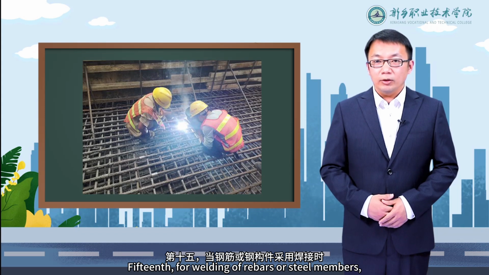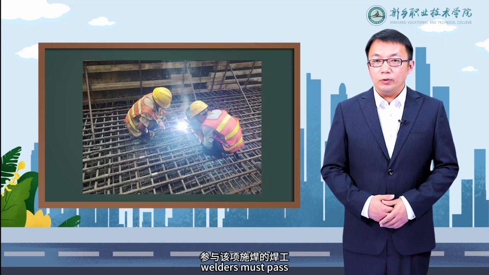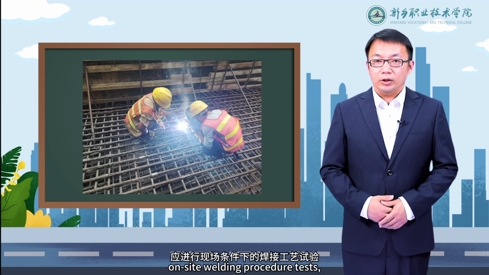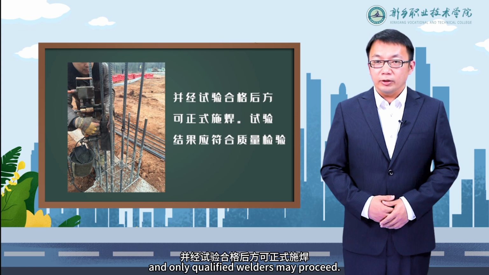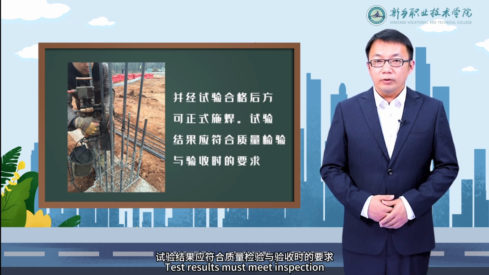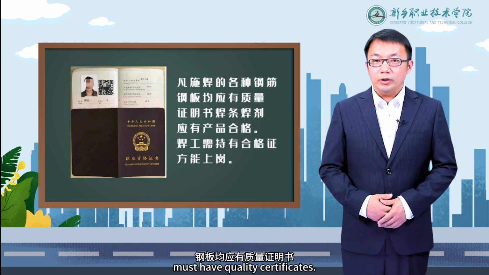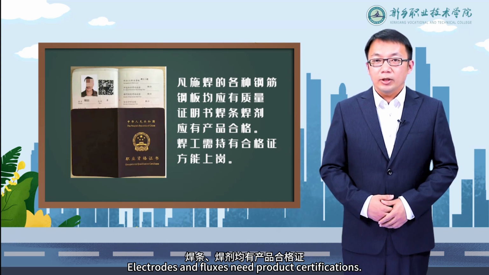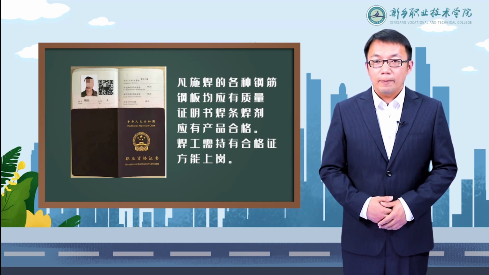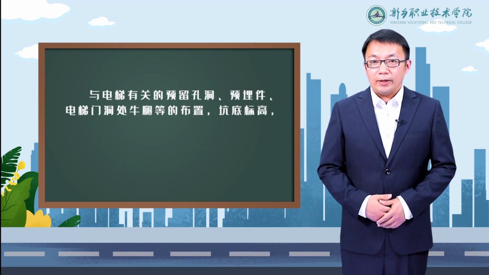15th, for welding of rebars or steel members, before official welding for the project, welders must pass on-site welding procedure tests, and only qualified welders may proceed. Test results must meet inspection and acceptance requirements. All welded rebars and steel plates must have quality certificates. Electrodes and fluxes need product certifications. Welders must be certified.